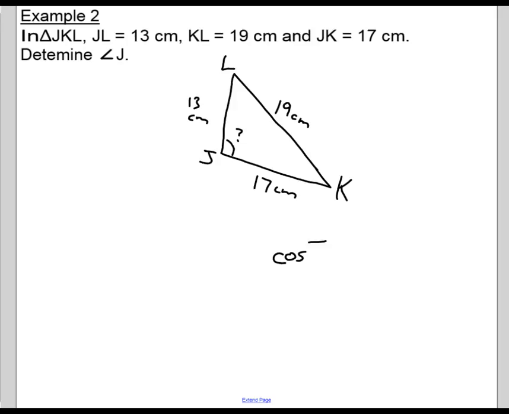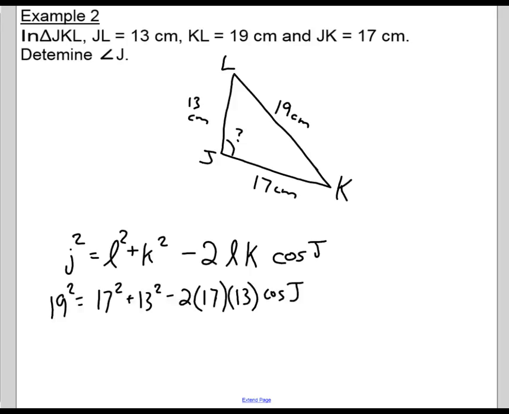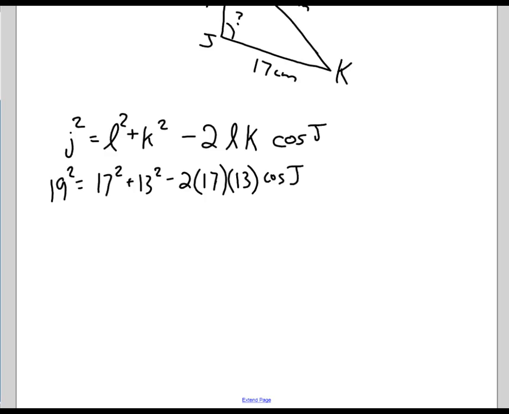So I'll put cos of J, I'll put little l, little k, twice, subtract that from L squared plus K squared, and that would be equal to little j squared. Okay, substituting in what we know. Okay, so there are all my side lengths. Now, I'm going to work out the sum of the numbers that I can find on a calculator.